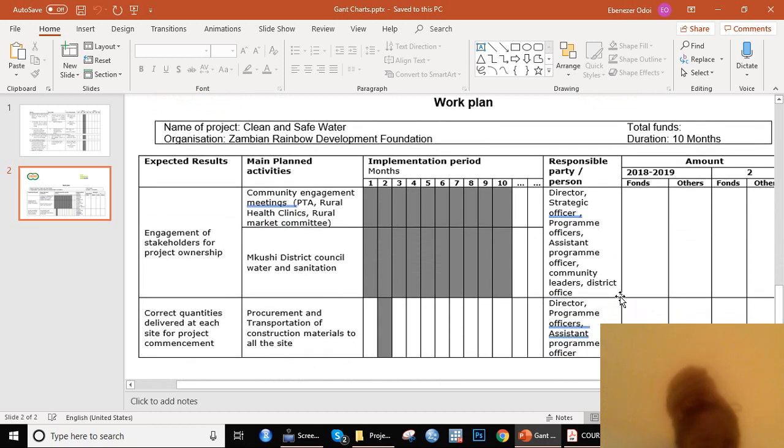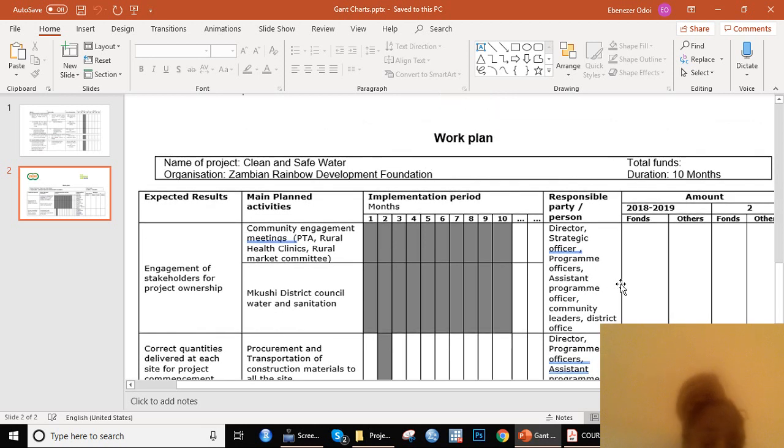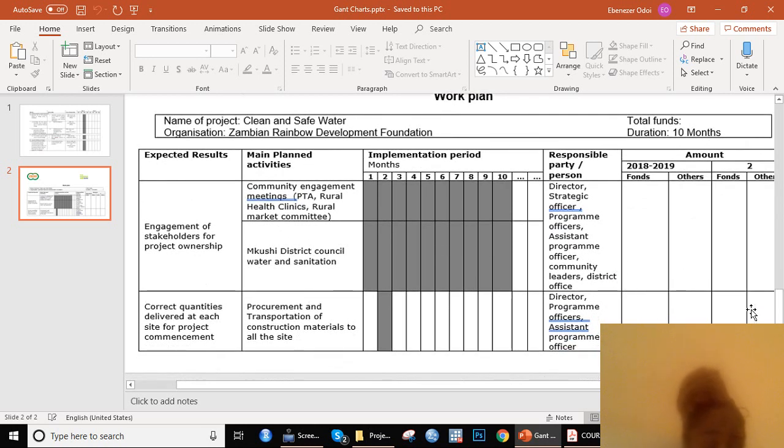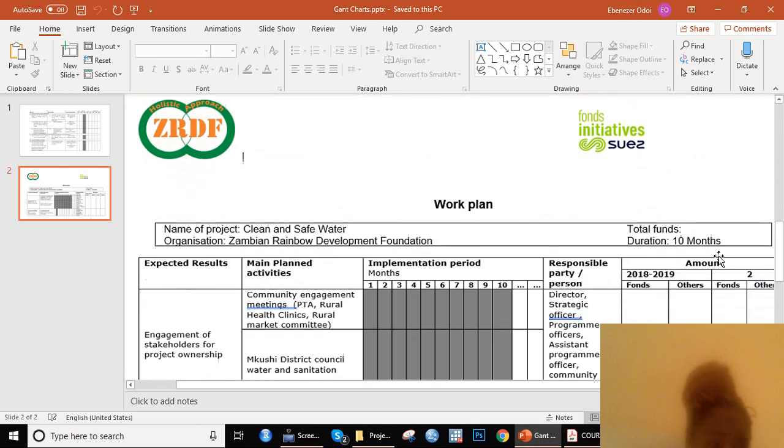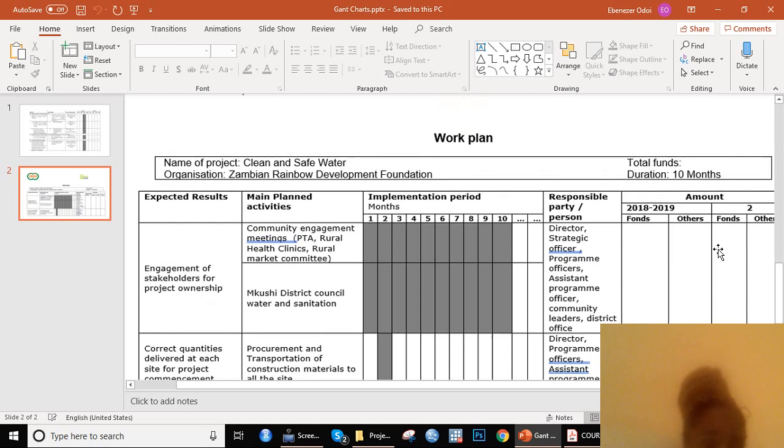Aside from that, everything else remains the same. Other work plans or Gantt charts would ask what you expect to achieve as a result of this activity. So what is the expected result of this activity? For instance, if you are conducting an activity where you are going to train people, the expected result is qualified trained staff in a particular program. So that is a Gantt chart.